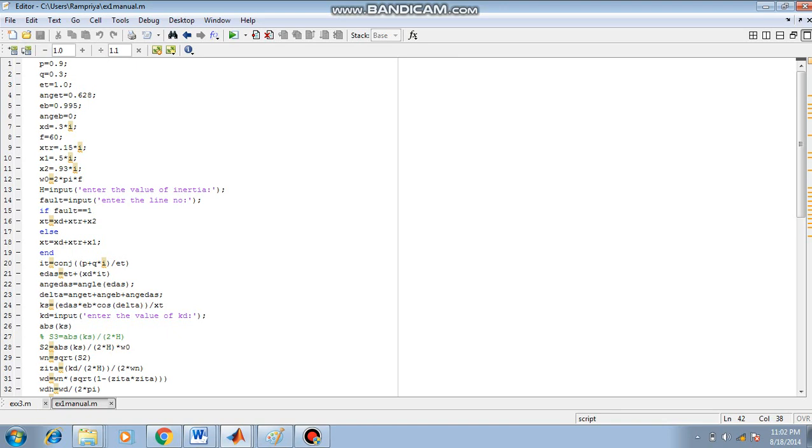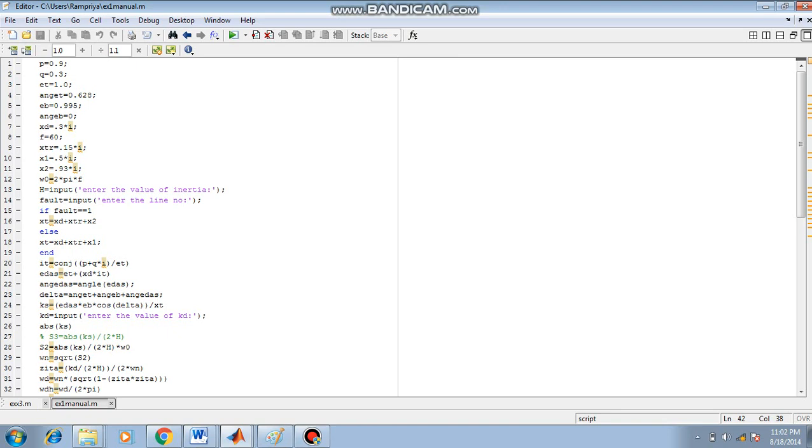Then the transmission line reactance is 0.15 I. XTR is the transformer reactance, 0.15 into I. X1 and X2 are the two lines, with line reactance 0.5 I and 0.93 I, and omega naught is 2 into pi into F. H is the inertia constant, which is taken as an input, and we are finding out whether the fault occurs in the first line or the second line.